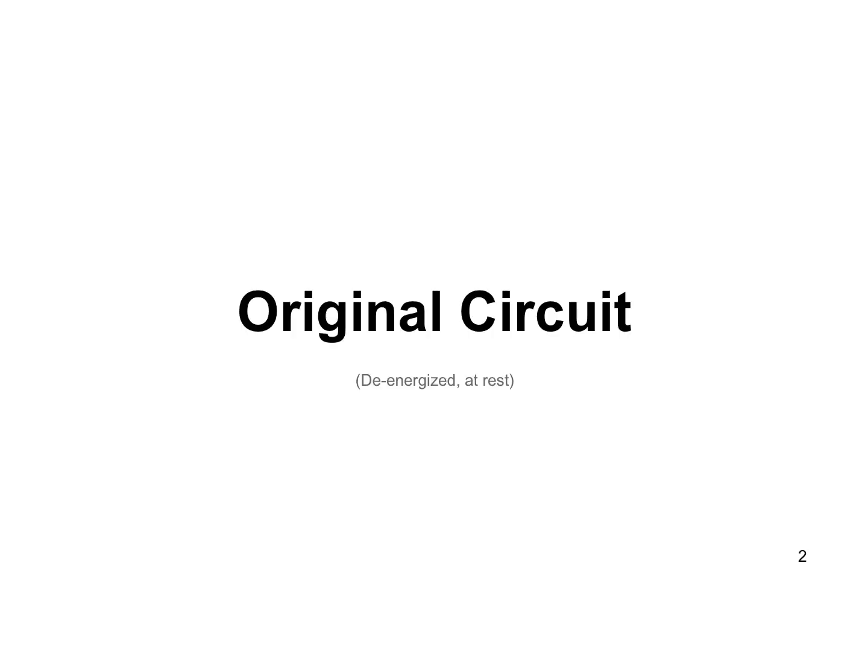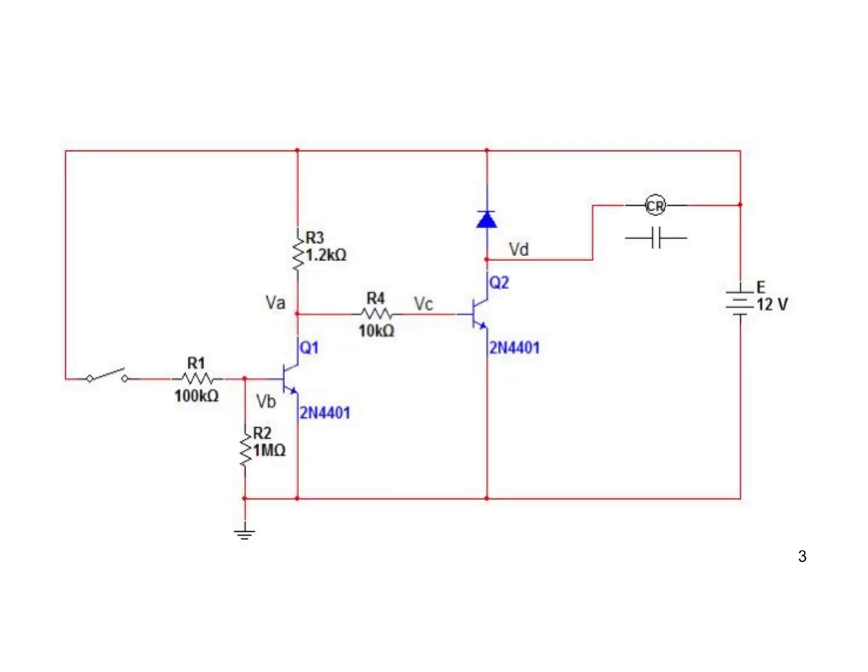Okay, look at the original circuit, and this is sort of in its natural de-energized at-rest state, and we'll use that as the starting point. Okay, so what do we see here? We see transistor Q1, which has its base current controlled by this simple toggle switch.